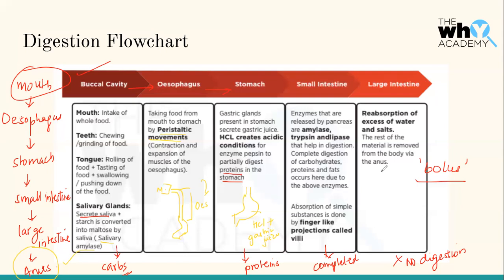The large intestine will not have any extra gastric glands or extra enzymes for digestion. So I would say the main organ for digestion is the small intestine, because everything happens here simultaneously. Even absorption happens here. The small intestine is the most important part of digestion, where everything happens. And there are three main enzymes which you need to know.